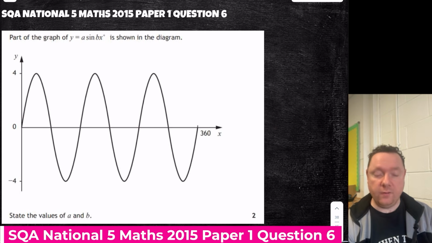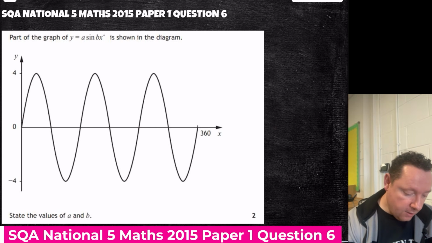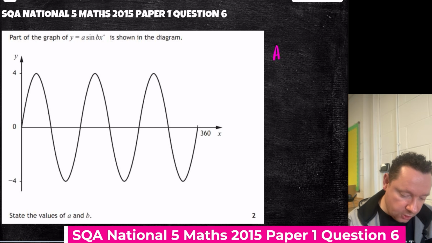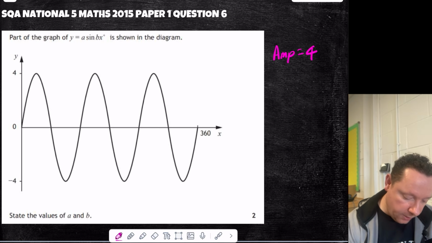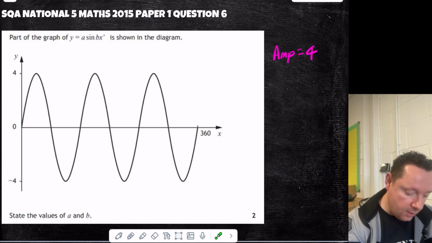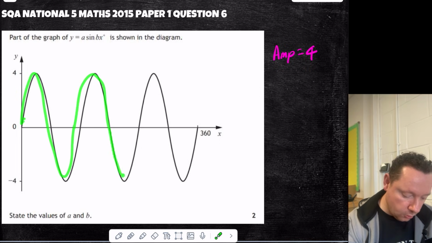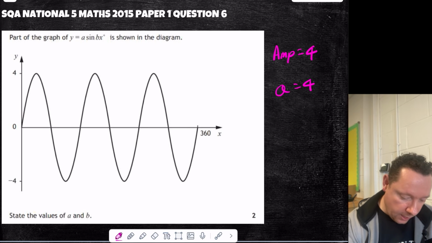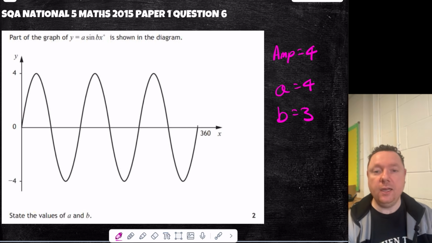SQA National 5 Maths 2015, paper 1, question 6. The graph of A sine bx is shown. What's A and B? Well, we can see our amplitude is equal to 4 straight away, because it goes between 4 and minus 4. And then we count how many graphs are there up to 360. 1, 2, 3 up to 360. So that means that A equals 4 and B equals 3, and we're done there.